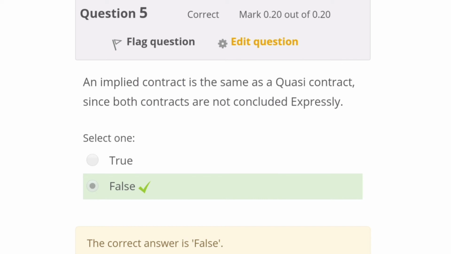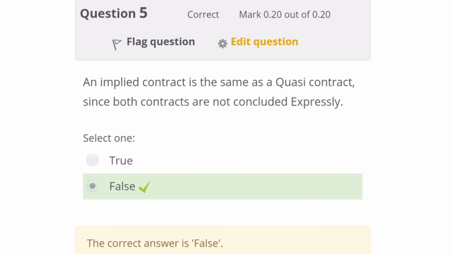But just because an implied contract is not an express contract and a quasi contract is also not an express contract, does that mean that each of these is exactly the same? So think about it logically. If they were one and the same thing, then why would we have separate categories for implied contracts and quasi contracts? If the only difference between each of these was that they are not concluded expressly and there is no further difference, then both of these should be the same category and we would not have separate categories. So this statement is partially correct.